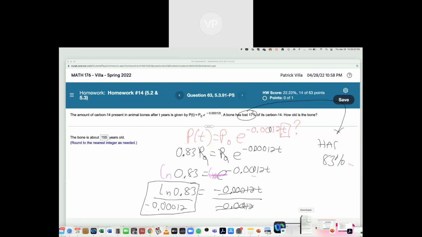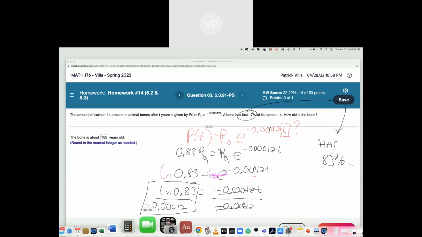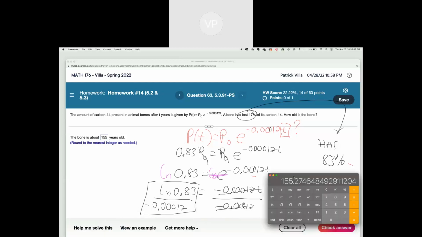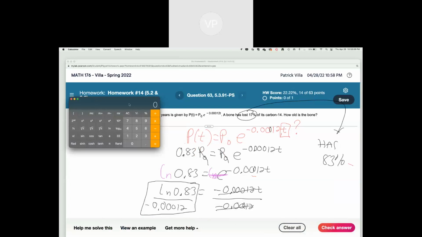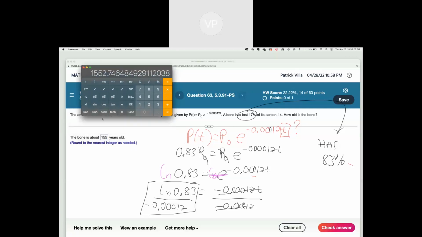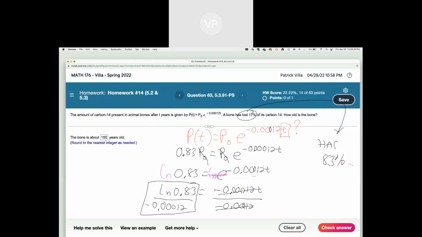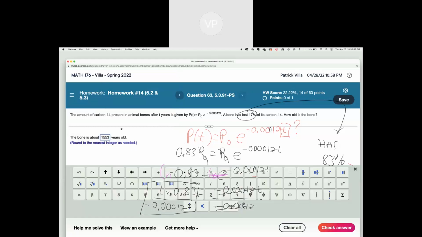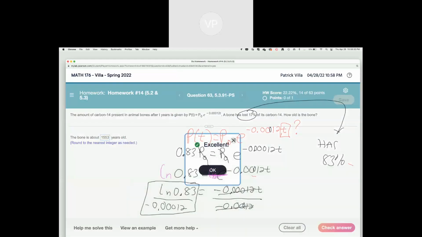So let me get the calculator back up here and try this one more time. I can already tell what it's going to be, but show you guys. Don't have to do this in your head. Natural log of 0.83 divided by 0.00012. And now we get 1552 years. Round that to the nearest, so it should be 1553. And now we have our answer.